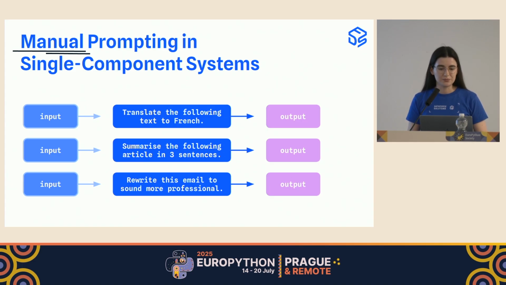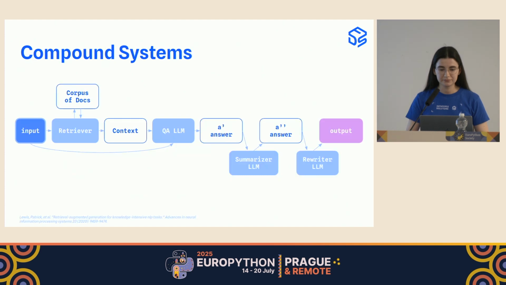In contrast to simple systems, compound systems are made up of multiple components that are connected together in a pipeline. As an arbitrary example, imagine a retrieval-augmented QA system. Here, our program first retrieves some documents, generates an answer grounded to these extracted passages, and then summarizes and rewrites the answer.